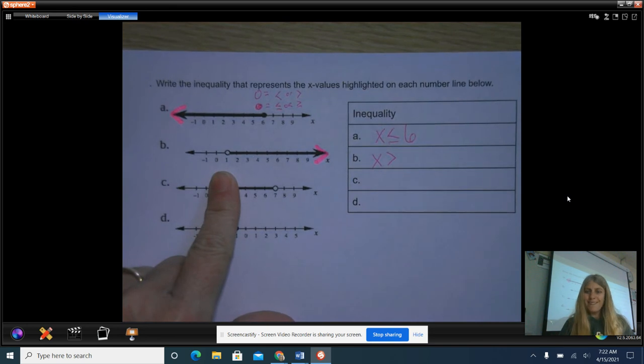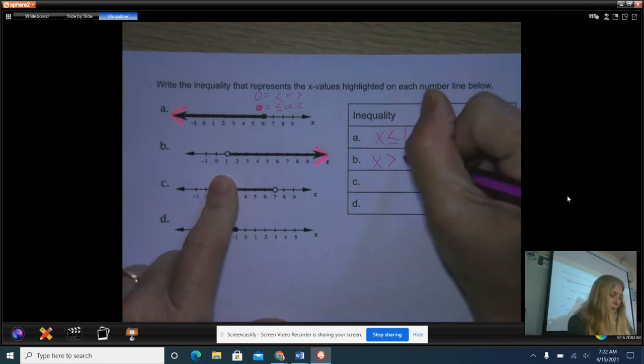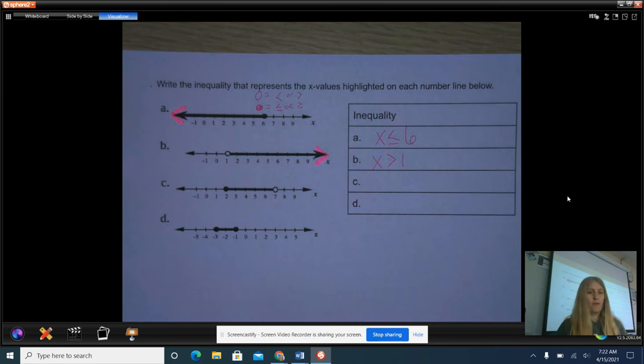That means that 1 is not a part of the answer. So 1.1 is a part of the answer, 2 is a part of the answer, 12 is part of the answer, but 1 is not. So that's saying I have more than $1 in my pocket. I couldn't just have $1 in my pocket. I have to have at least $1 and a penny. I then simply write that boundary point where the dot is located, and that is at 1. So the answer for B is x is greater than 1.